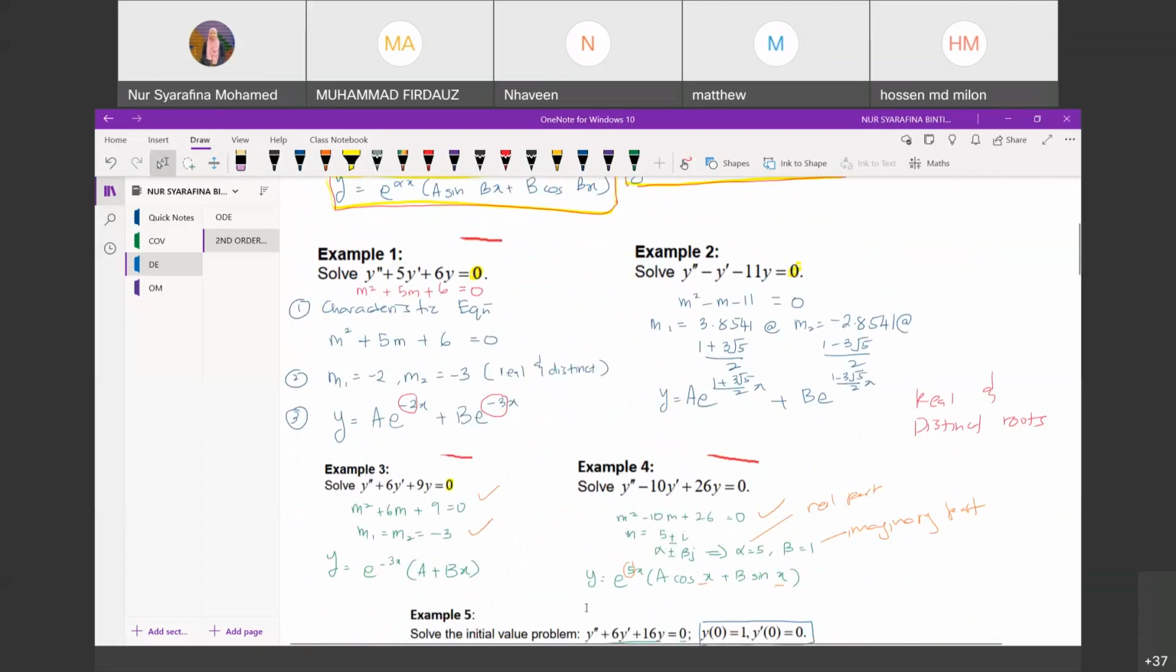Okay, why don't you try this example? Example 5. We have y double prime plus 6y prime plus 16y equals 0. But now we have conditions. How can we apply the conditions? Find the solution first.